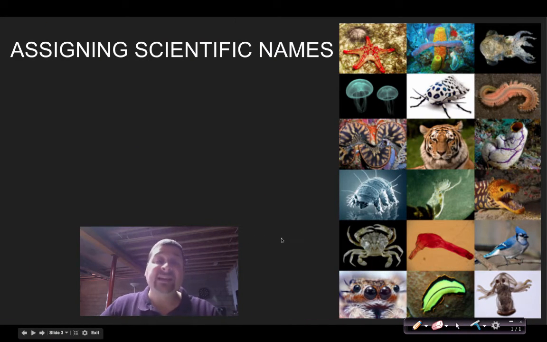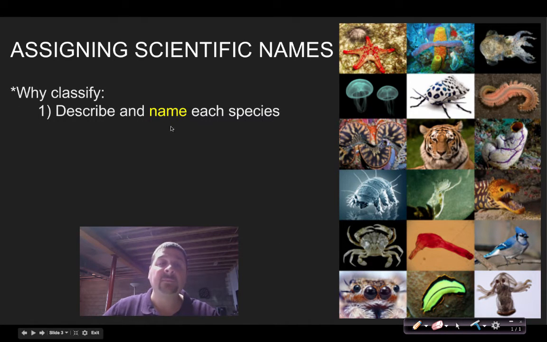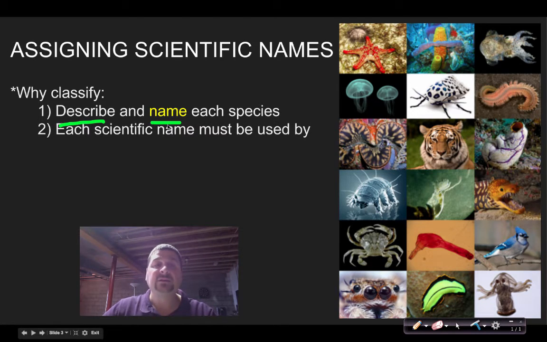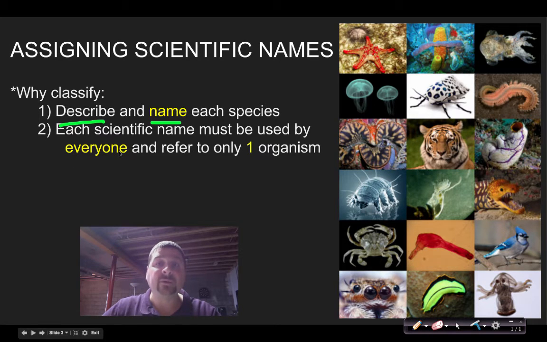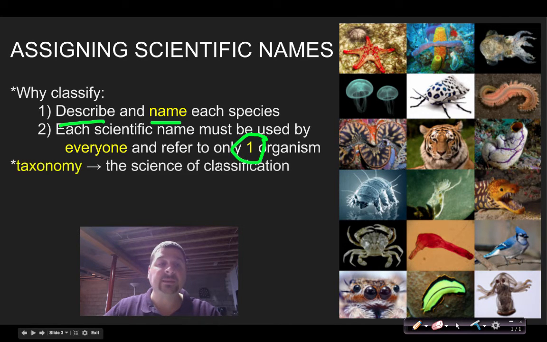When it comes to assigning scientific names, there are a few rules that we follow. For one, the scientific name for an organism needs to describe that organism, and it also needs to be unique to that organism, just to that species. Each scientific name must be used by everyone, worldwide, because scientists communicate and read each other's experiments, and so it must only refer to one organism. It can't mean two different kinds of birds like the buzzards. Everyone is on the same page.